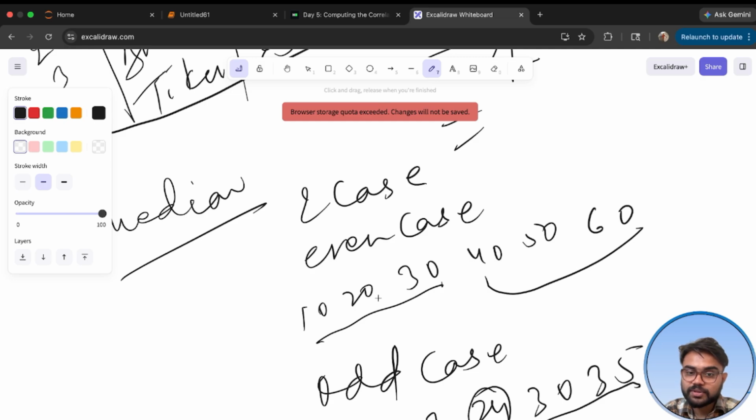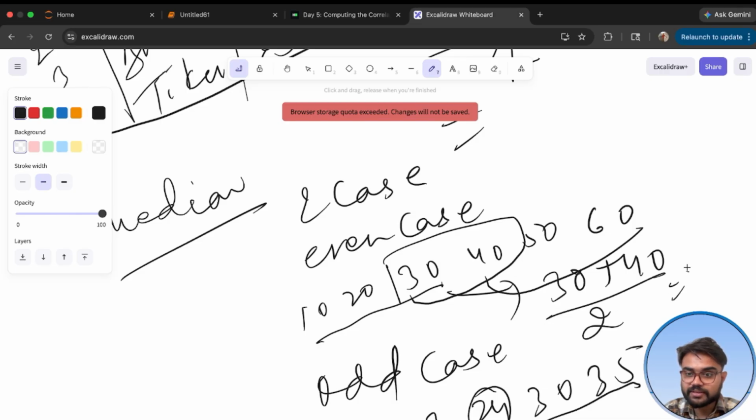Now what do you have to do? You have to leave 2 data from the left side and 2 data from the right side, and take the 2 data from the center. So 30 plus 40 divided by 2, 35 would be the median here. I hope you got it nicely.